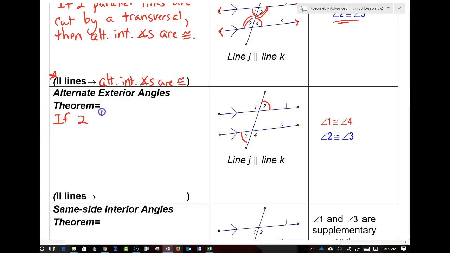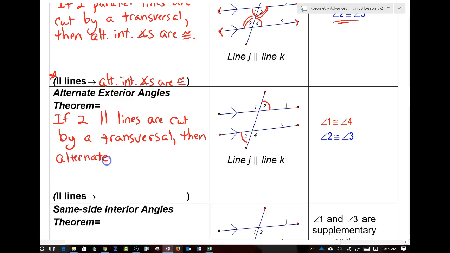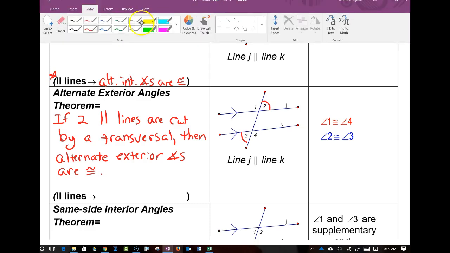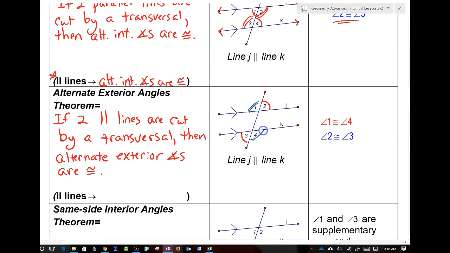If 2, and notice how you can abbreviate this to make your life easier. If 2, use your parallel symbol. Lines are cut by a transversal, and some people will just put trans down instead of transversal, that's fine. Then alternate exterior angles are congruent. And you should have 2 pairs then. We have like 1 and 4, 2 and 3. Because we even know that those 2 would go together.